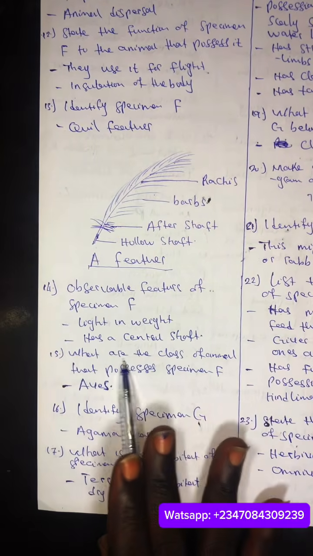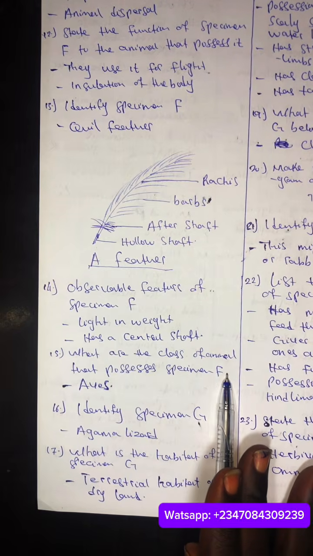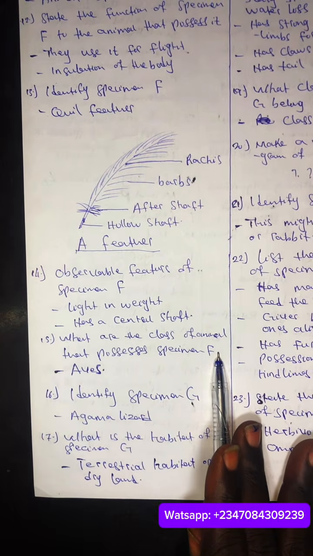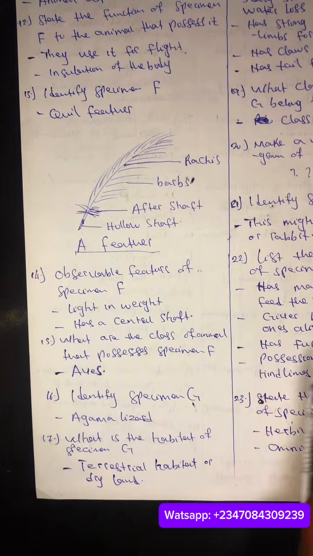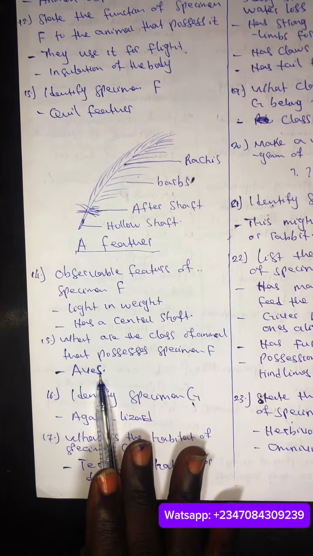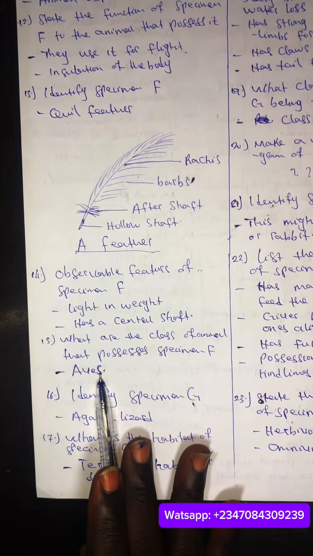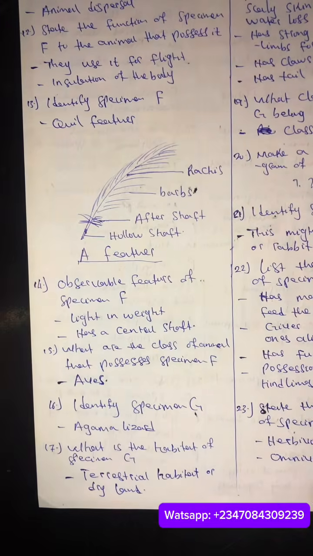The next one says, what are the classes of animal that possess specimen F? Specimen F, what is the class of animal that may likely possess them? The class of animal that possesses them is what? Aves. And what are Aves? Birds. And to advanced students, Aves are glorified reptiles, but you will not be asked that anyways.